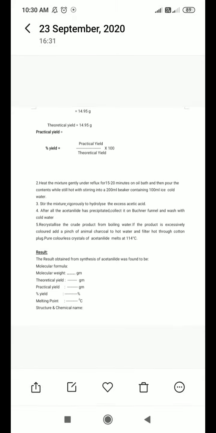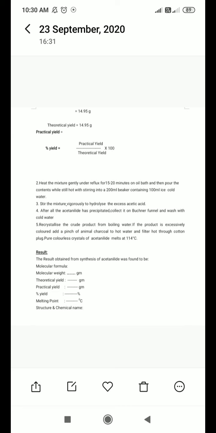Next step is heat the mixture gently under reflux for 15 to 20 minutes on oil bath, and then pour the content while still hot with stirring in a 200 ml beaker containing 100 ml ice cold water. Means we have to reflux this particular reaction mixture for 15 to 20 minutes. Okay, after 20 minutes what we have to do?